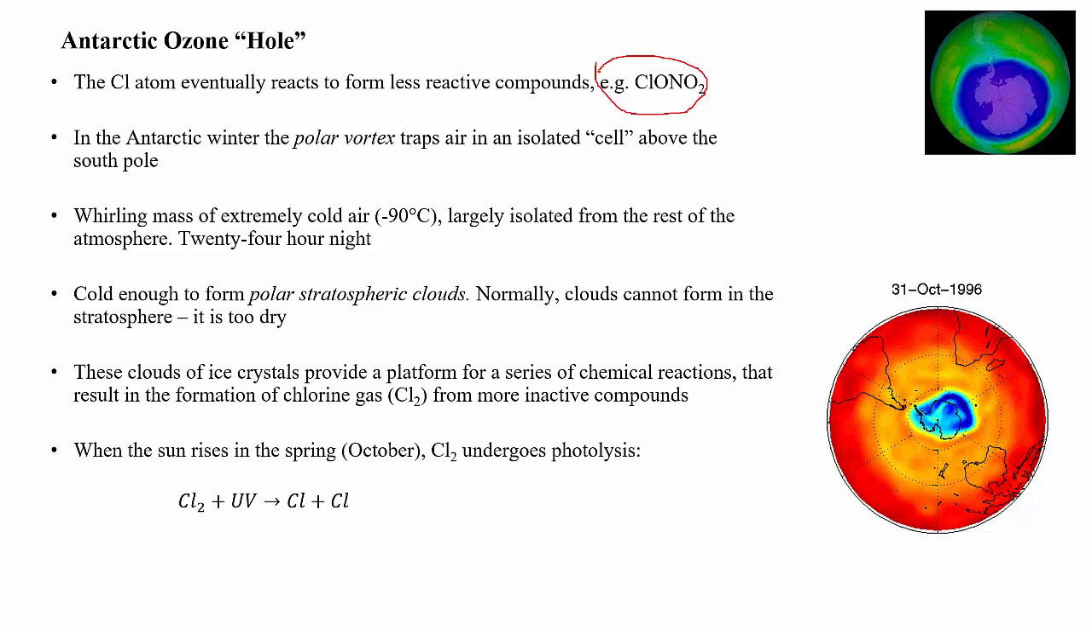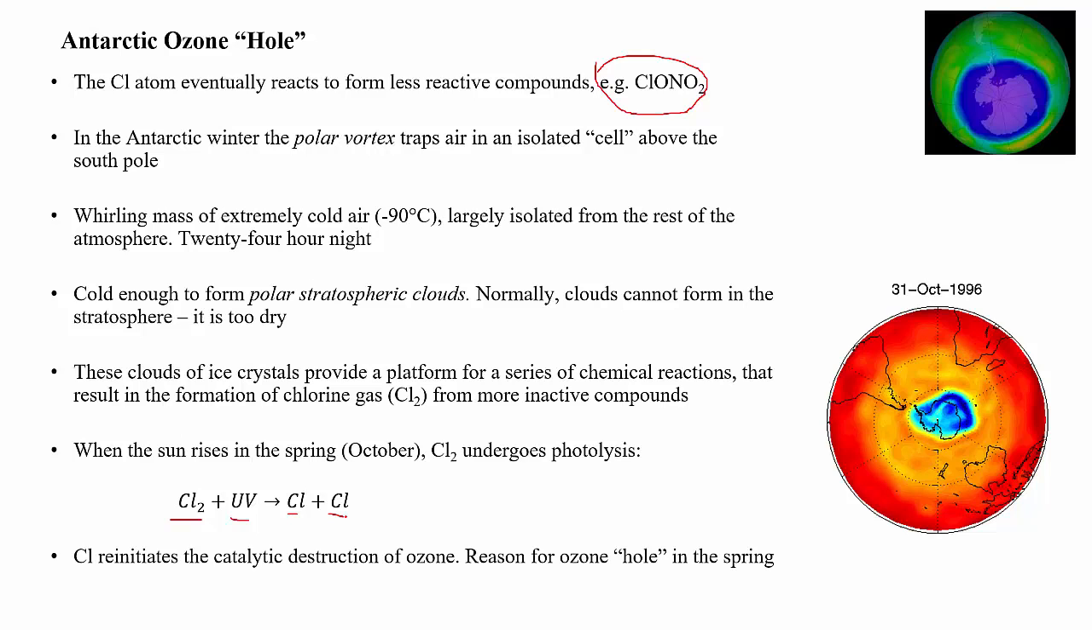Now, when the sun rises in the springtime, that's October, that chlorine gas undergoes photolysis. So the chlorine gas gets struck by a UV photon and forms, again, atomic chlorine, and this atomic chlorine reinitiates the catalytic destruction of ozone that we talked about in the previous slide, and that starts the cycle up again. And that's the reason for the ozone hole in the spring and why we get this sudden depression of ozone concentration in the springtime.